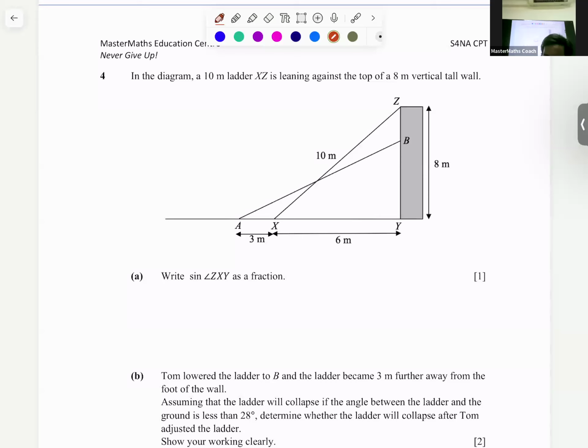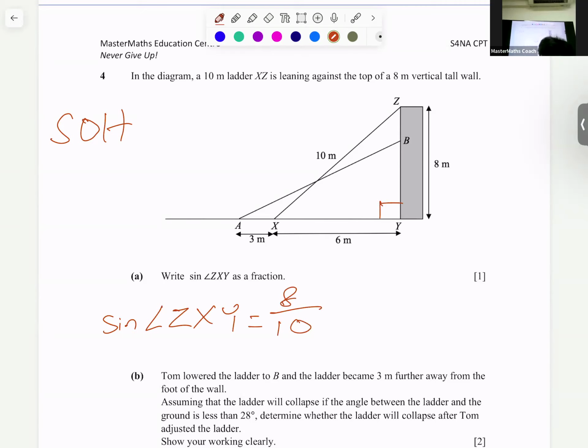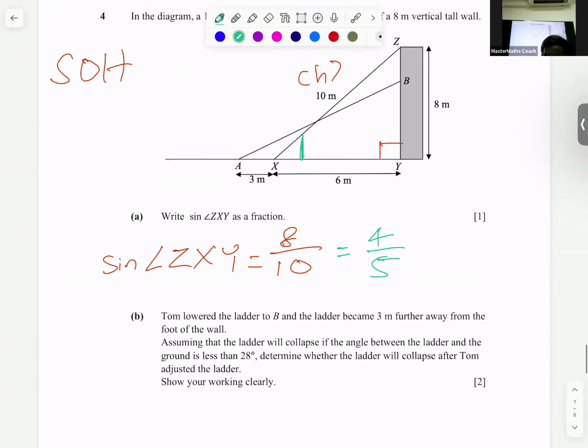Okay, Khairul, sine means what over what? Yes, okay. So sine of angle ZXY is 8/10. All right, the right angle is here. This is ZXY. So 8/10, and then reduce it to the simplest form, 4/5. Remember what I've said, the hypotenuse will never ever change.